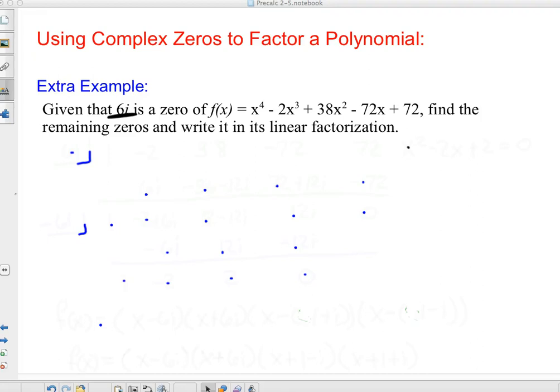Okay, so we have 2-5, day 3. We're looking at page 37 to page 41 in your notes, and we're looking at using complex zeros to factor a polynomial. Today, however, it's not like we're doing reals like we did day 1, and we're doing complex like we did day 2, and now we're focusing on one particular.